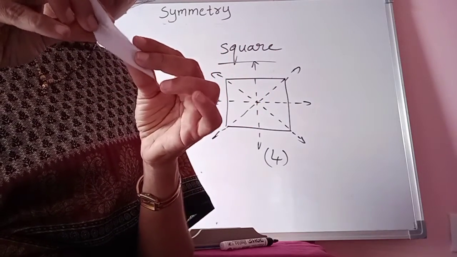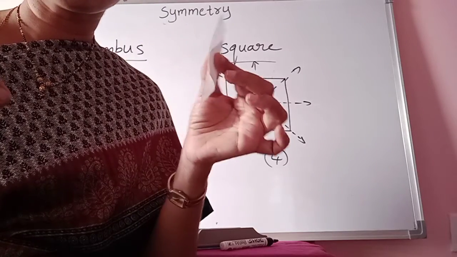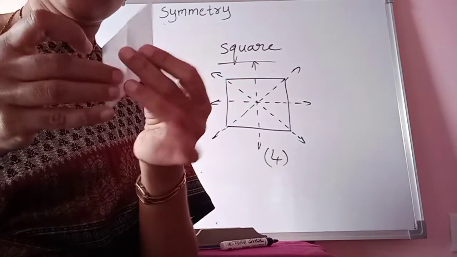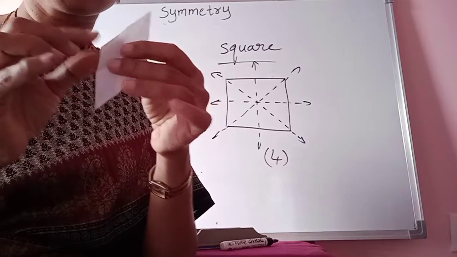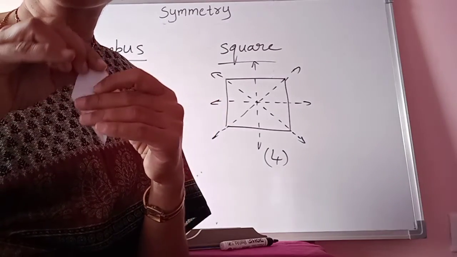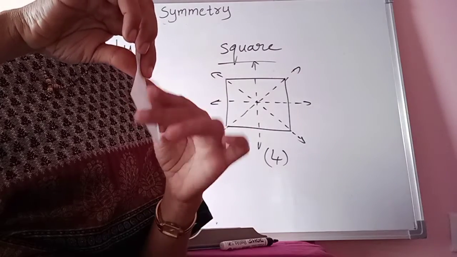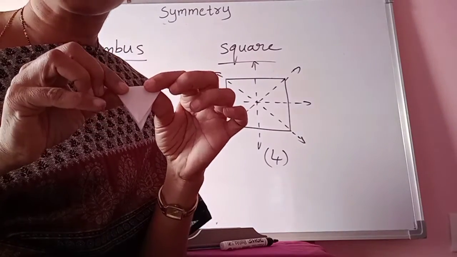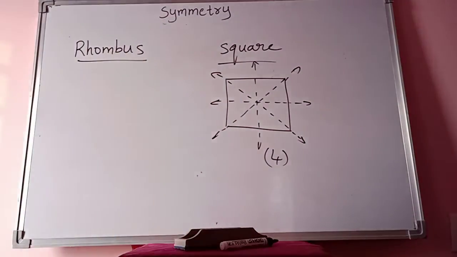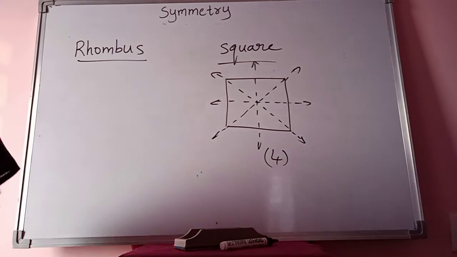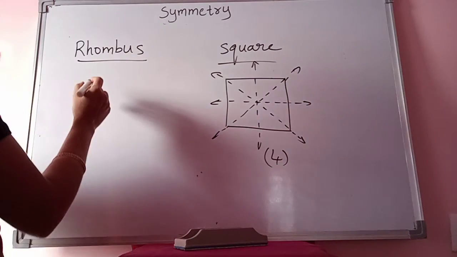But in case of the diagonal, if I fold, they are not matching. Therefore, we say that this rhombus shape has two lines of symmetry, vertical as well as horizontal. This is about the rhombus. A rhombus has two lines of symmetry.